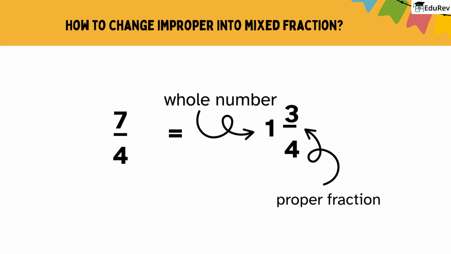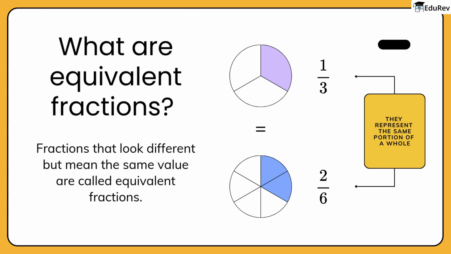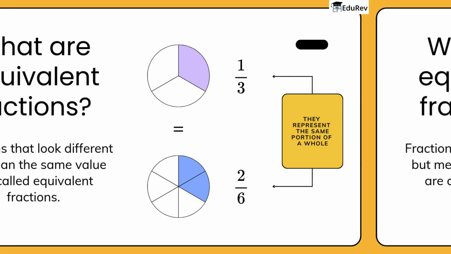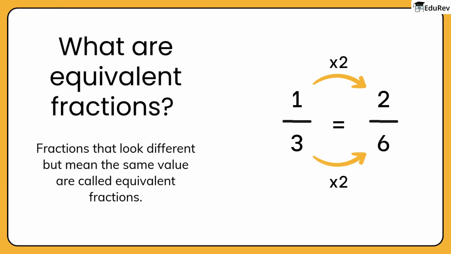Now that we know the different types, let's go deeper into 2 important ideas: equivalent fractions and simplest form. Fractions that look different but mean the same value are called equivalent fractions. Example, 1/3 is equal to 2/6. How? Multiply or divide numerator and denominator by the same number, and you get the other fraction. If we multiply 1 and 3 by 2, we get 2 and 6.